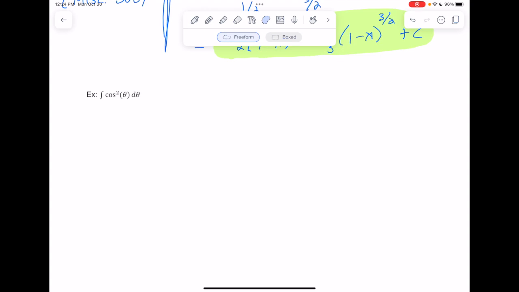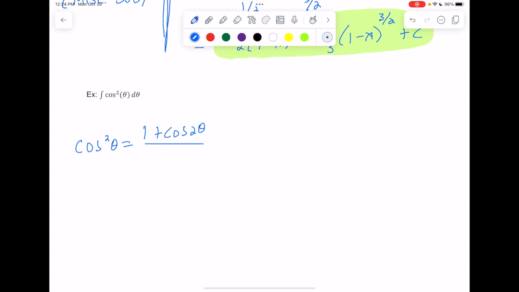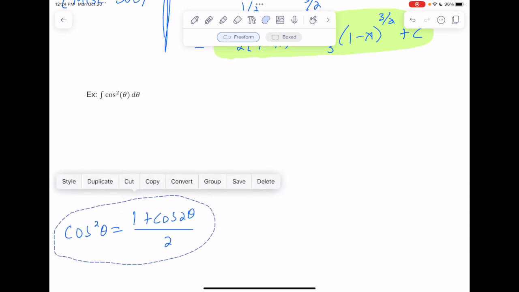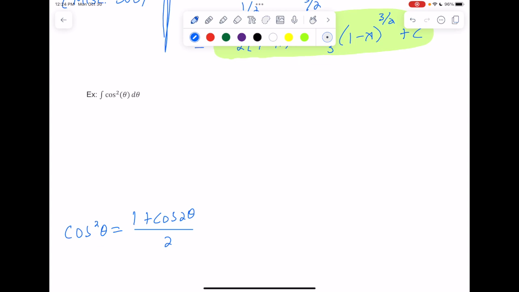And the trig identity we're going to use is that cosine squared of theta is equal to 1 plus cosine of 2 theta all over 2. So that's just an identity from trig. So that's not substitution in the sense of what we're learning right now, but it is a trig identity that we can use to rewrite this in a different way.